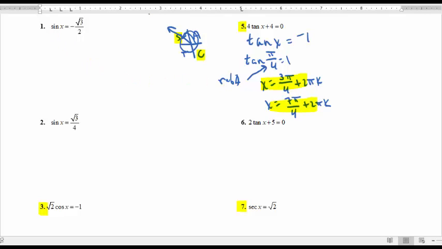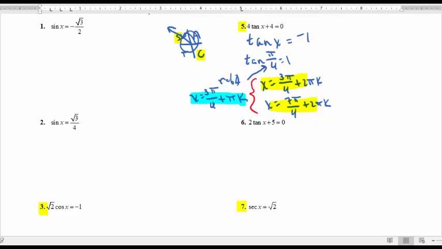So that's fine and dandy. But what you might have remembered is, hey, tangent really had a period of pi, not of 2 pi, right? So if you just think about this, 3 pi over 4 and 7 pi over 4 actually differ not by 2 pi, but they differ by pi, right? So I can actually combine these two solutions into just one single solution, 3 pi over 4 plus pi k, right? So it's just a more compact way of writing that solution.